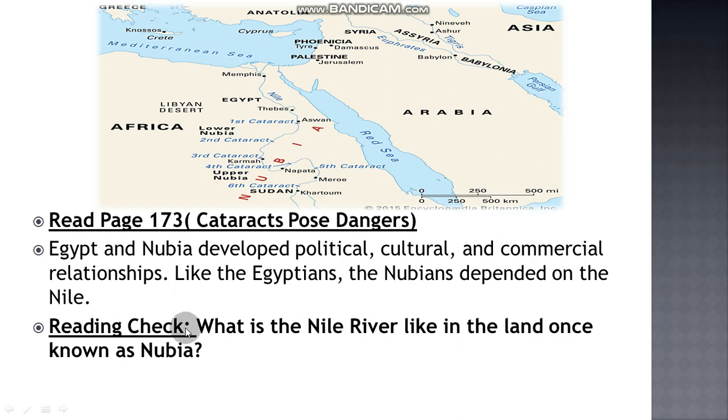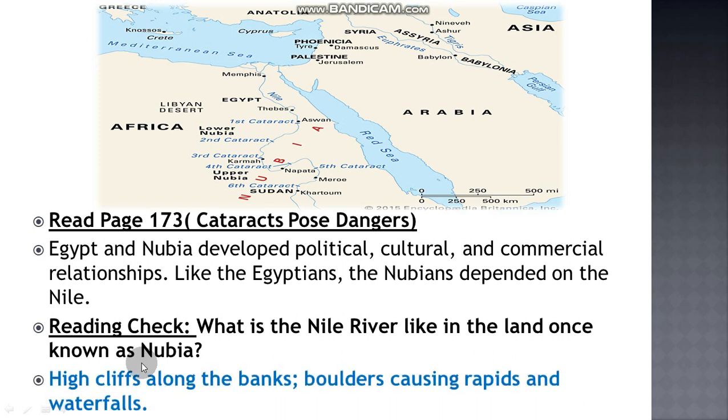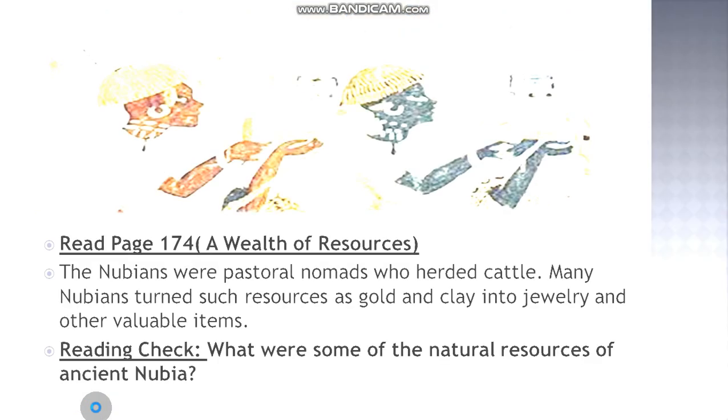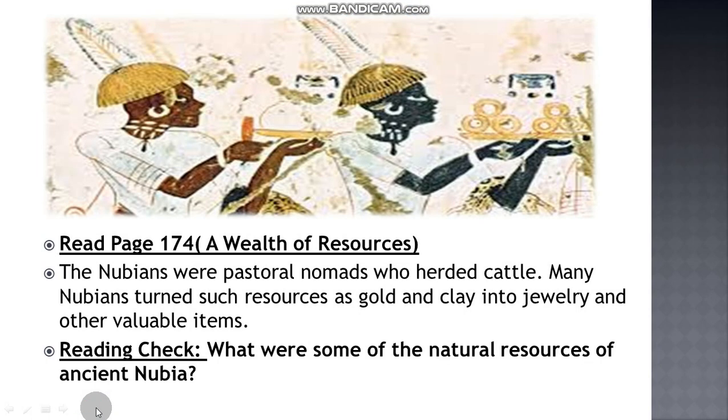Now your question for this part, what is the Nile River like in the land once known as Nubia? What's it like? I'll give you a couple seconds here to think about it. Yeah, you're right. The answer is high cliffs along the banks, boulders, causing rapids and waterfalls. Okay? Now the next page, page 174, which talks about a wealth of resources.